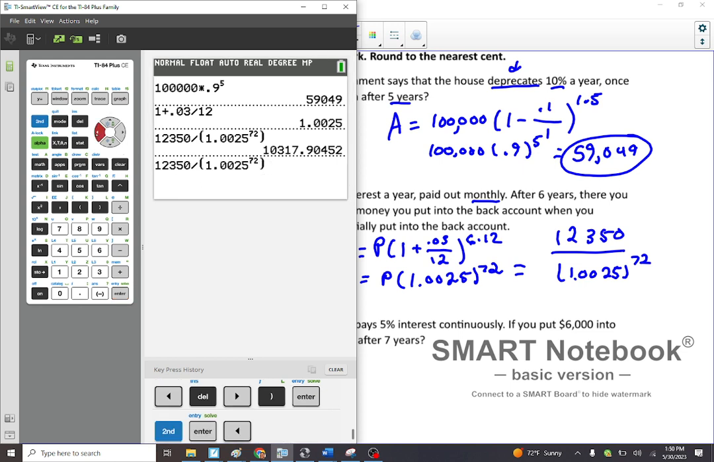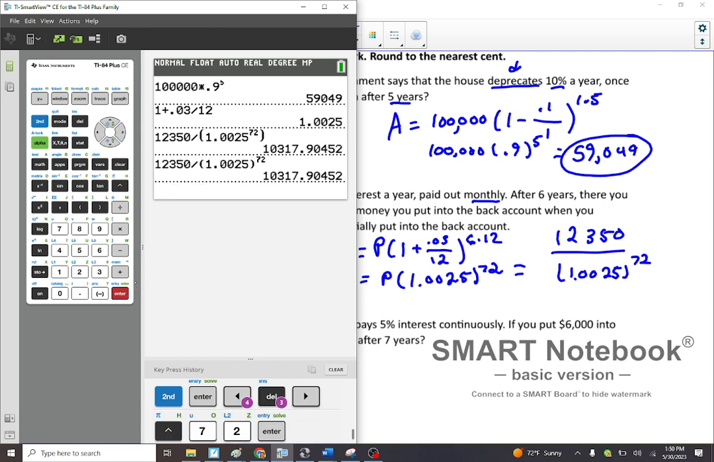I got 10,326. Did you do it partway, like did you do rounding and stuff? I got 1.0025 to the power of 6 times 12, 72. That gave me 1.1969 whatever. So I divided that number into both sides. My values won't be that close to each other.